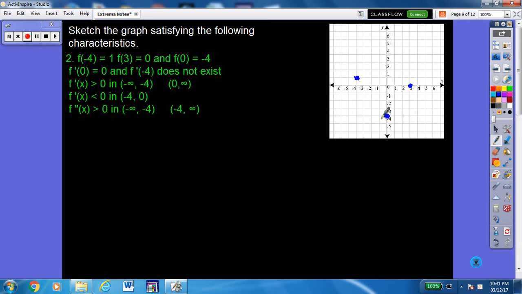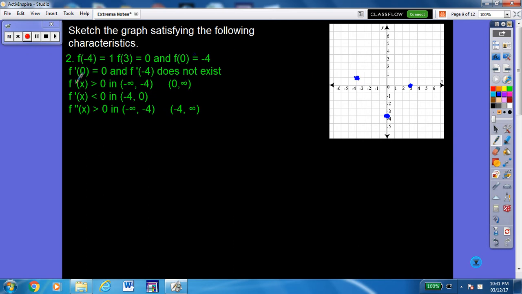Okay, and the next thing is note that at 0 the derivative will be 0, so that means the point 0, -4 is probably going to have some sort of horizontal part to the curve, maybe a turning point it looks like, but then at -4 the derivative does not exist. Since we have a point there, the function exists, so if the derivative doesn't exist, that must be a corner or some kind of cusp.